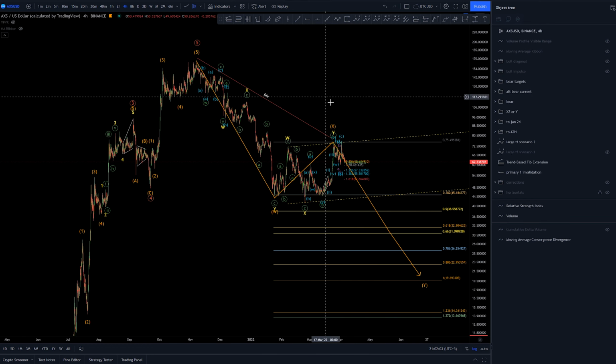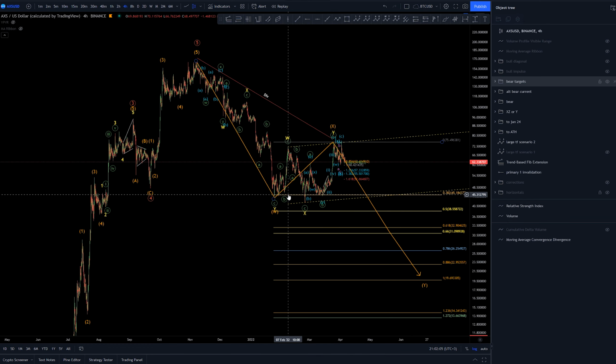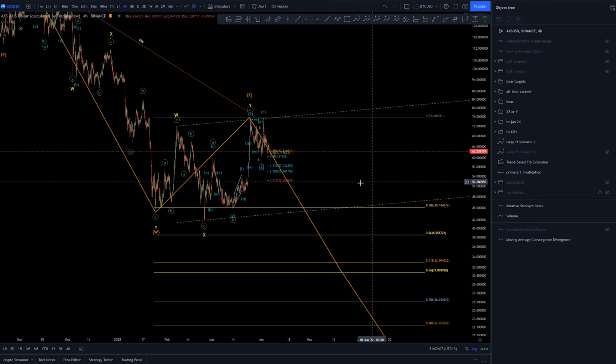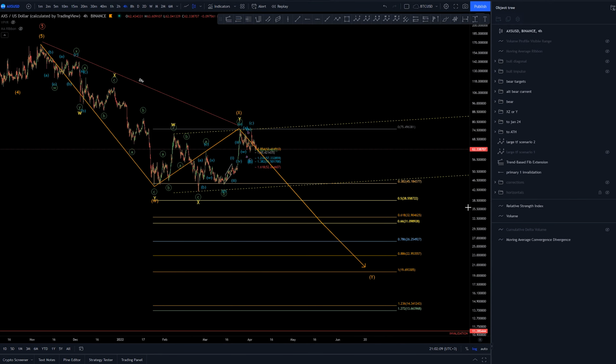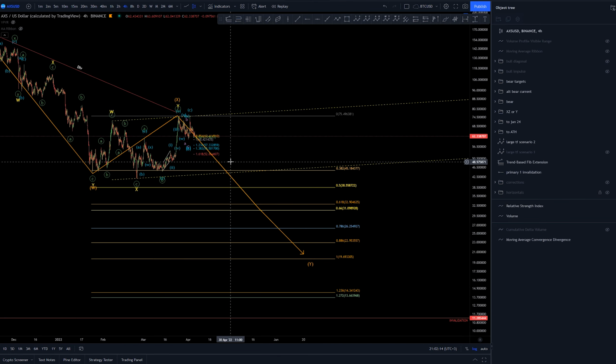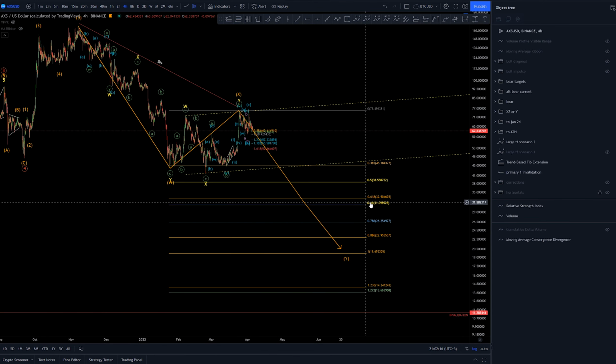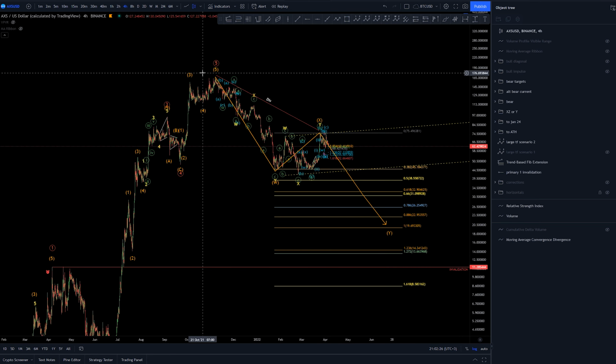Anything below that would make it an X wave, a complex structure of one lower degree, and we would be expecting a 3-wave move down here. What are we going to look for as targets? 0.618 here, around $33, and $19.7 for the one-to-one extension of this move.